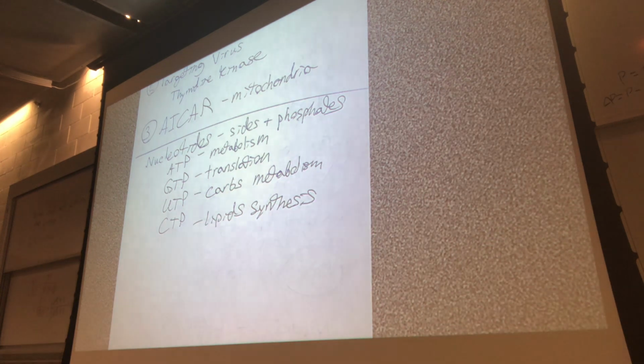I believe UTP, if you take Biochem 2, if you're studying for the MCAT, UTP is involved in both the building of glycogen and the breakdown of glycogen. Okay.